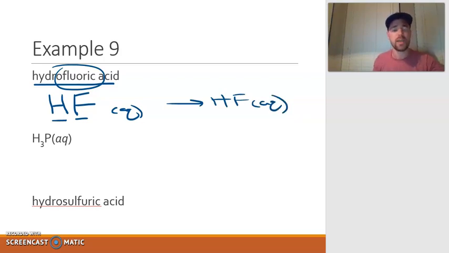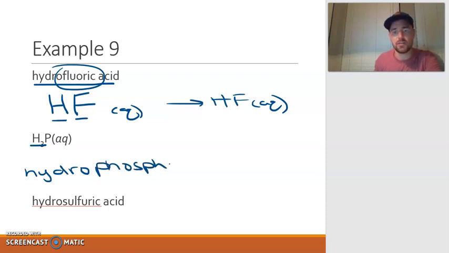Second one, we have H3P aqueous. So it starts with hydrogen, and it's aqueous, so I know I have an acid. Specifically, it's a binary acid because there are only two elements, hydrogen and phosphorus. So let's go ahead and name it. Change the hydrogen to hydro. It doesn't matter that there are three of them, it's still going to just change to hydro. The element is phosphorus, but I'm changing the ending to ic. So hydrophosphoric, and then finally end with the word acid.